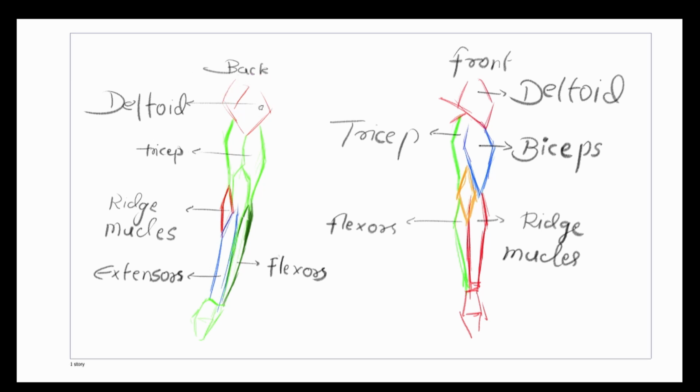So the first muscle is the deltoid. After that there is the triceps, and after that the ridge muscle, extensors and flexors. You can't see the biceps from the back side, so there is only the triceps.